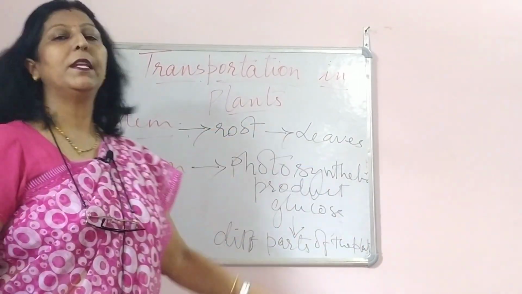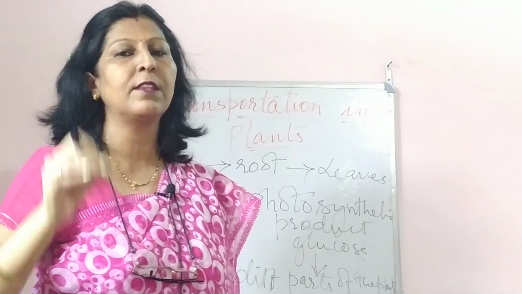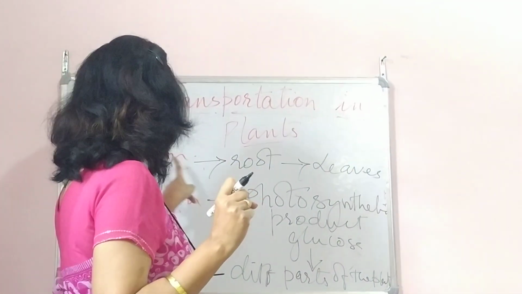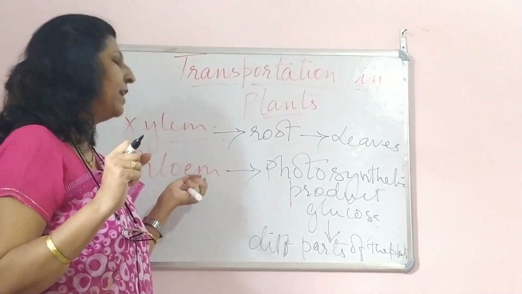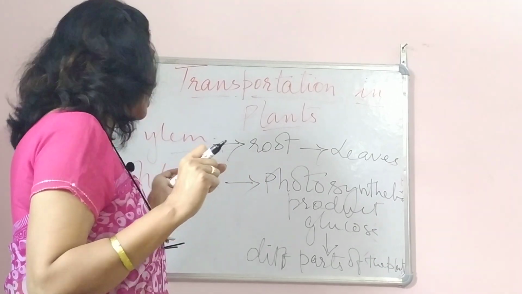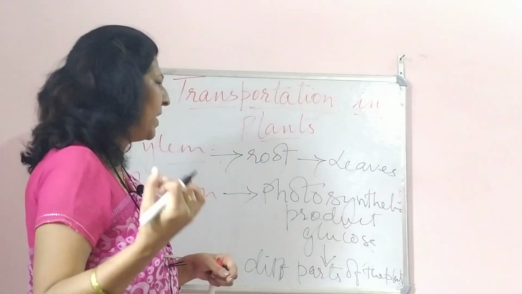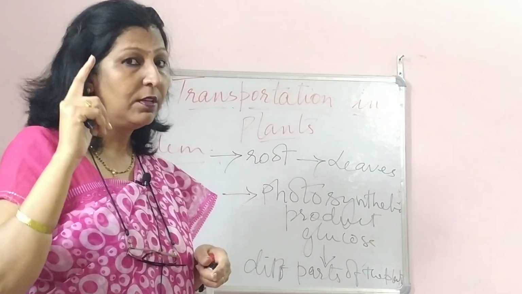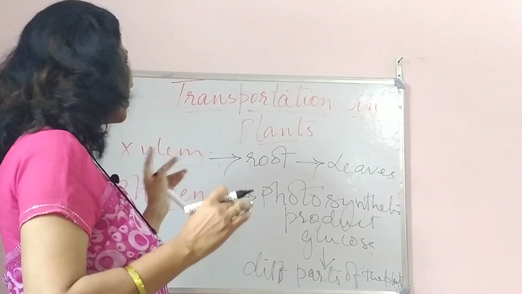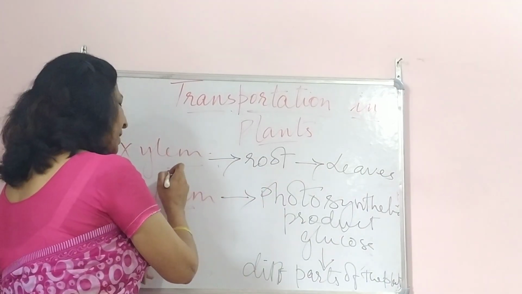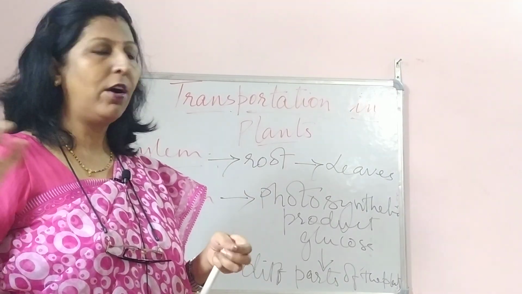So xylem carries from the root, either water or the nutrients or the fertilizers or the minerals, whatever has been absorbed by the root. These are the vessels, the vascular tissues, the xylem and the phloem. They are made up of tracheids, vessels, companion cells. If we go in an elaborate way, then we'll be talking only about xylem and phloem. The components of xylem and phloem are not required over here, but you should know what they are.